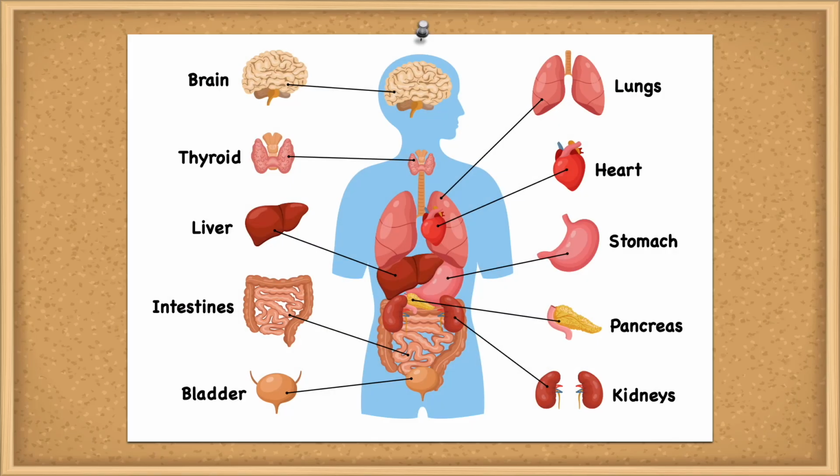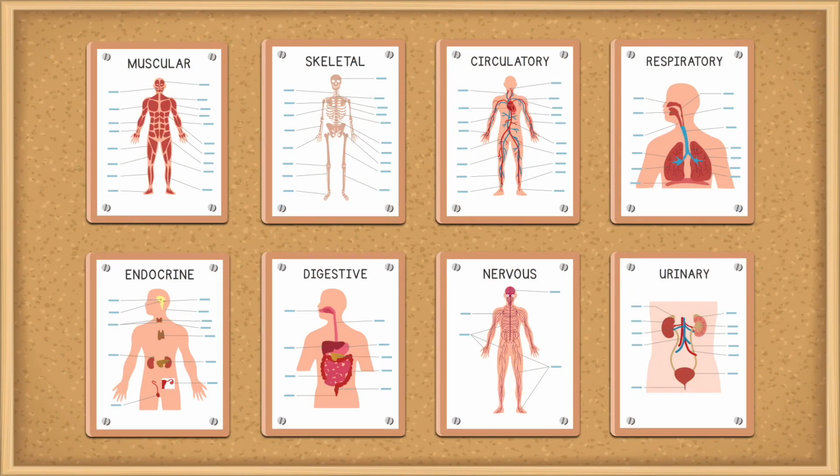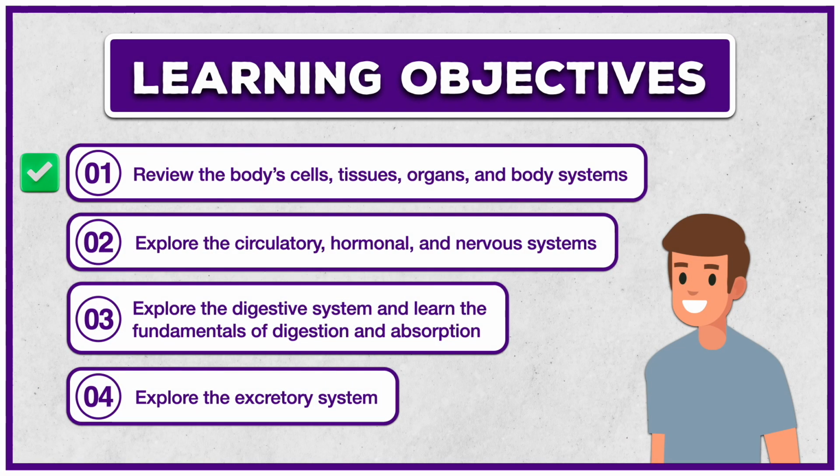Here's an illustration of some major organs in the body, including the brain, thyroid, liver, intestines, bladder, lungs, heart, stomach, pancreas, and kidneys. Here are some examples of body systems. As you can see, these systems typically involve more than one organ or tissue. There are, of course, more organs and body systems than depicted. Okay, that covers the first learning objective. Review the body's cells, tissues, organs, and systems.